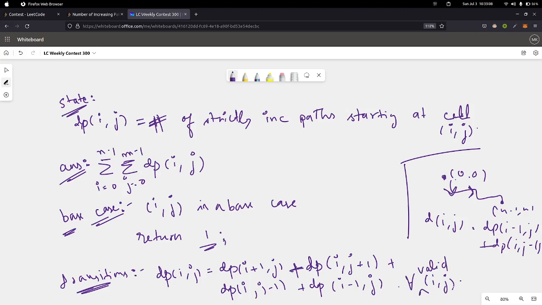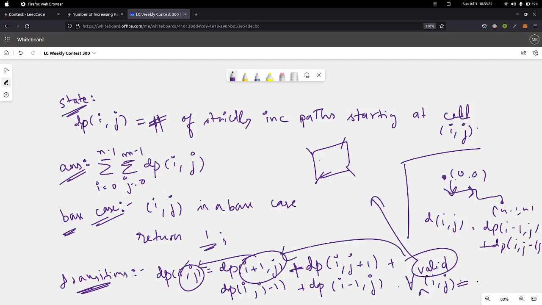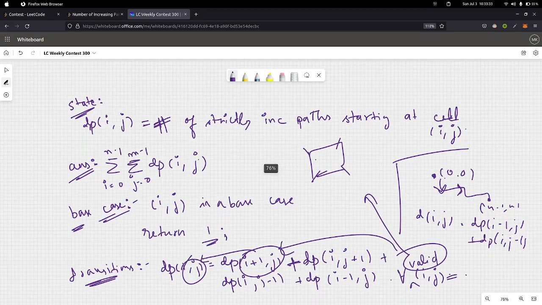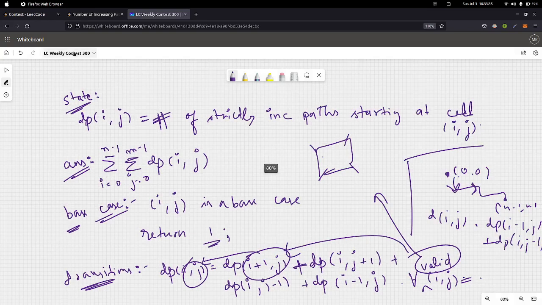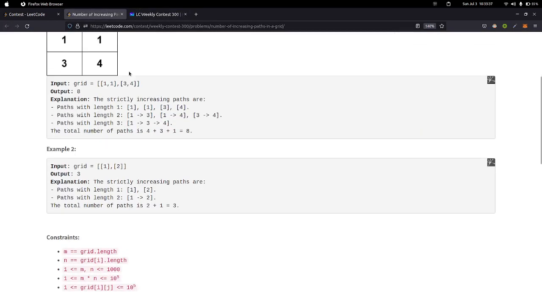So valid here means that all the cells should be within the grid, and the value at the new cell should be strictly greater than the value at the current cell. So the validity represents these two things. So yeah, that's it for the DP part, and now it's just the implementation part.